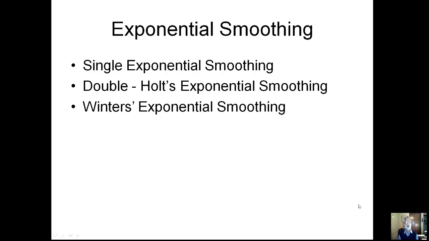There are three types of smoothing techniques that we're going to look at: single exponential smoothing, double exponential smoothing, oftentimes called Holt's smoothing, and then Winter's exponential smoothing.